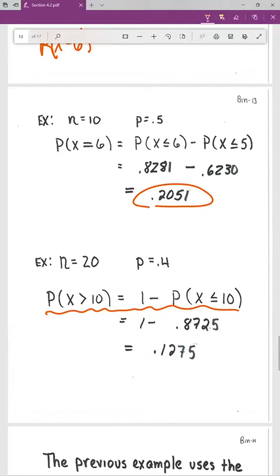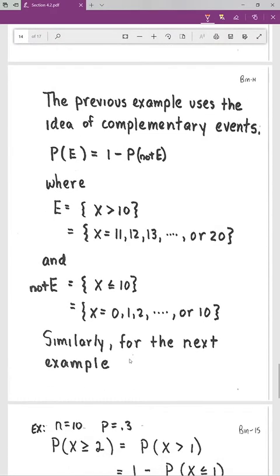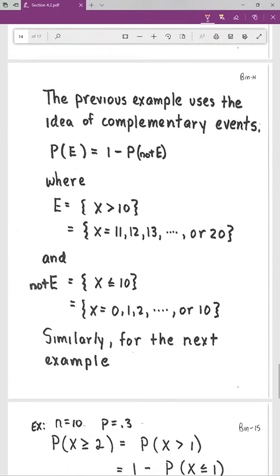And then from there, we can use our table: 1 minus 0.87525, which equals the probability of x greater than 10 to be 0.1275. And this just goes into what I've already said.